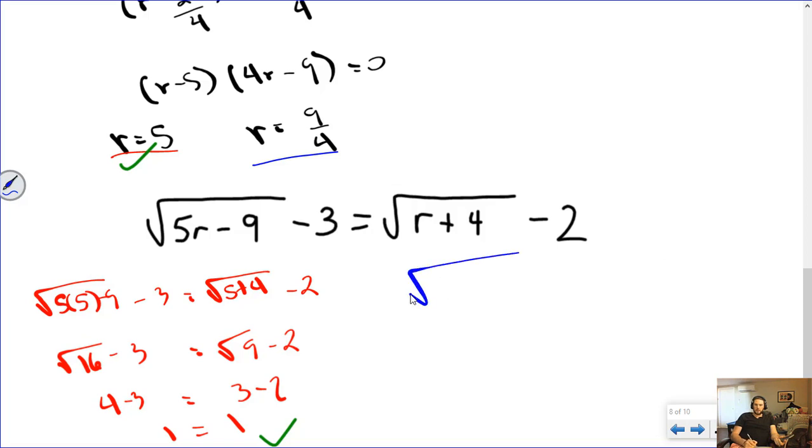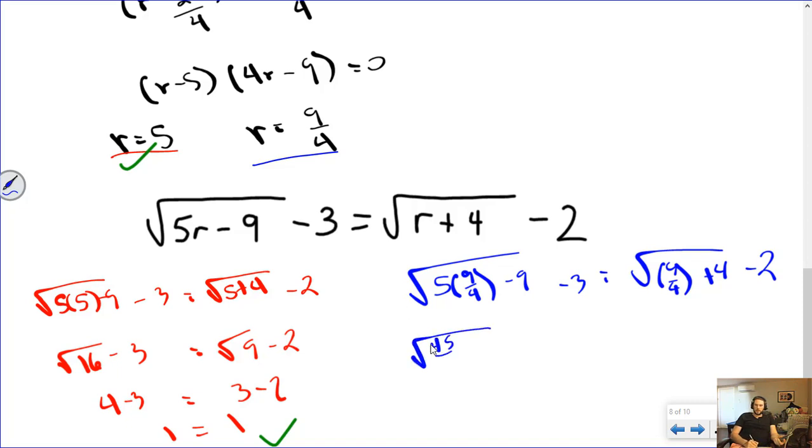So again, the square root of 5 times 9 over 4 minus 9, and then that minus 3 is going to be equal to the square root of 9 over 4 plus 4 minus 2. All right, go through the same process. So the square root of 45 over 4 minus 9, minus 3, is going to be equal to the square root of, so this is 16 over 4. So 16 plus 9 is 25 over 4, minus 2.